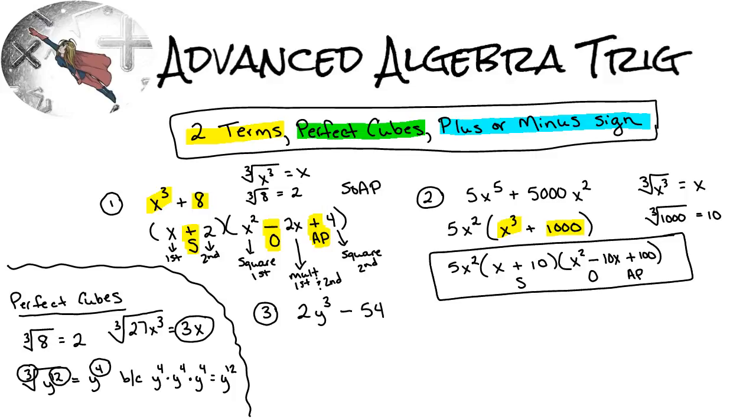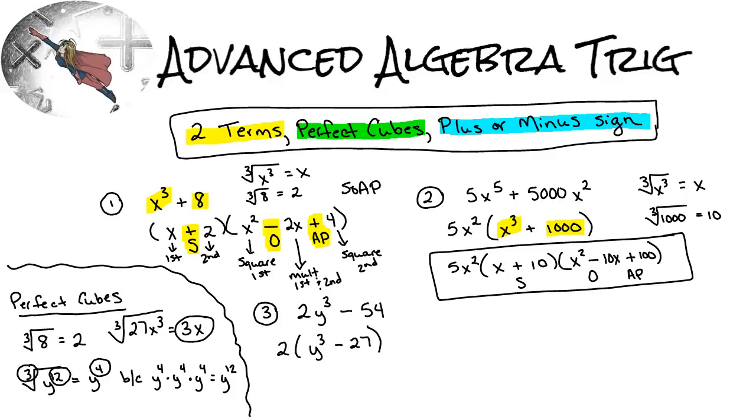All right, and let's try it. I included a minus problem. First of all, in number 3, 2 is a GCF. So divide 2 out of both terms, leaving you with y to the third minus 27. 54 divided by 2 is 27.